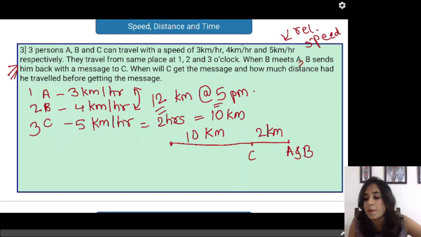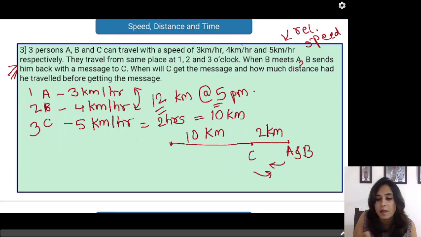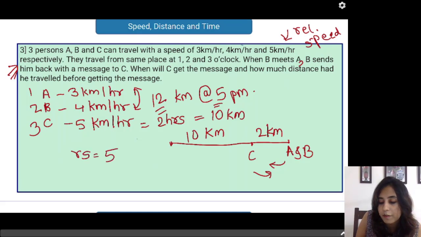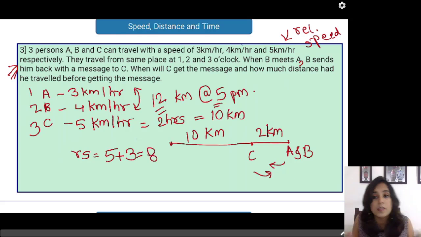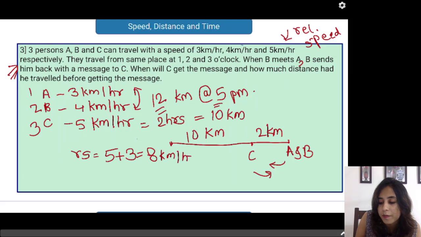So the distance between AB and C is 2 kilometers. So I have plotted it in this particular diagram. Now when these two meet, B is sending A back again and C is moving in the forward direction. So I have to find out the relative speed between A and C. So the relative speed between A and C is going to be 5 plus 3, correct? Because they are moving in opposite directions, they are not moving in the same direction. So if they are moving in opposite directions, I have to add the speeds. So the speed comes out as 8 kilometers per hour.